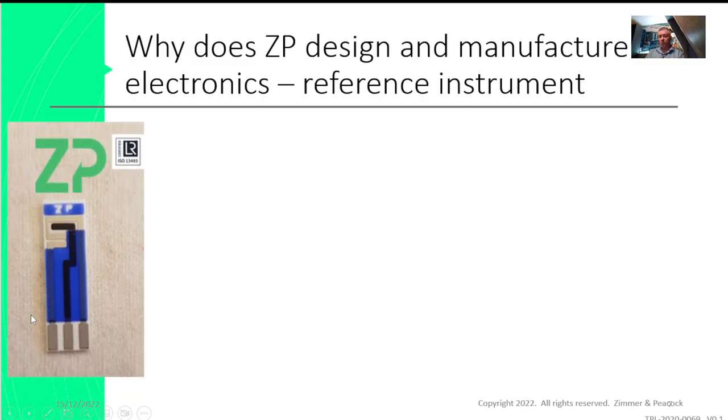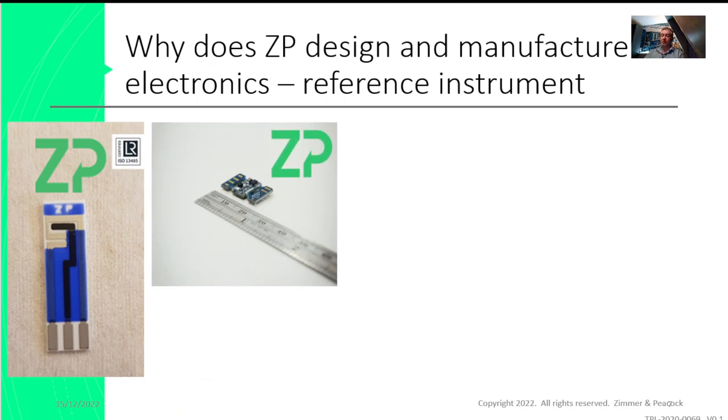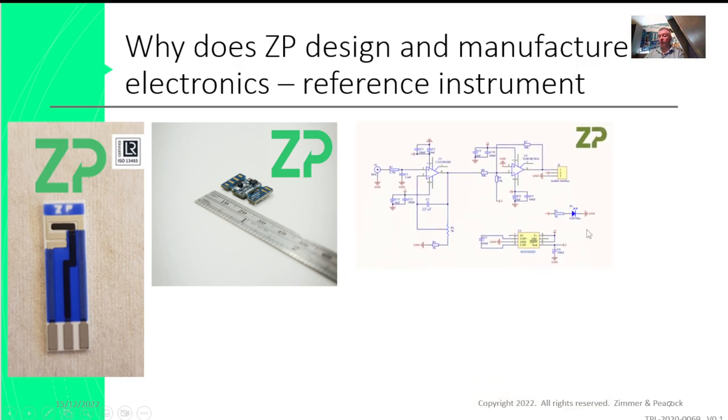One of the things to say is that the reason that we have electronics at ZP is because of what we find when you solve one problem. The first problem that we solved at ZP was that there was no ready access to biosensors, and we solved that problem. The next problem that we then ran into is that lots of people actually struggle with the electronics, which is a bit surprising to us, but anyway, it happened. So that's why we then went on to design our own electronics.